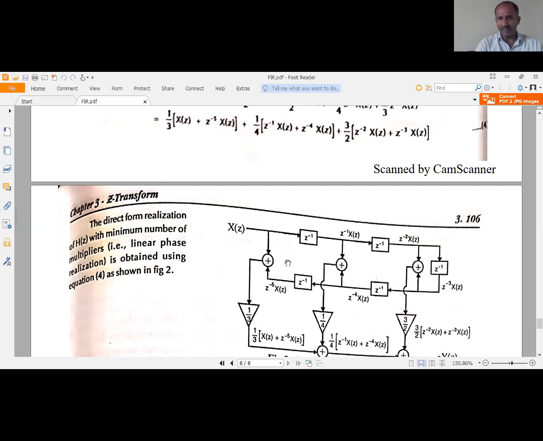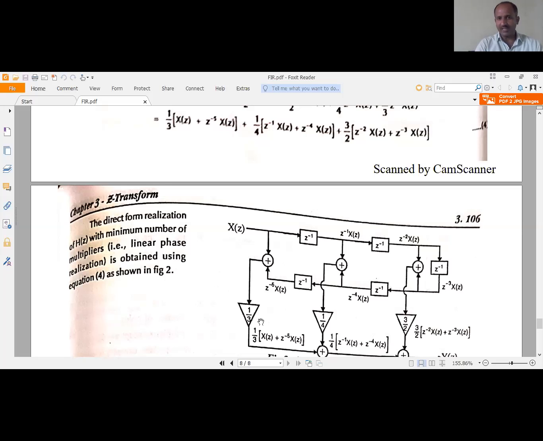Okay, and take the tapping, and the output of this delay element should be z power minus 1 into x of z, and this is z power minus 2 into x of z, and this is z power minus 3. This should be in clockwise direction. First you have to connect this in clockwise direction. Z power minus 1 into x of z, z power minus 2 into x of z, z power minus 3 into x of z, z power minus 4 into x of z, z power minus 5 into x of z. And take the tapping from this adder and from this adder and from this adder. So 1 by 3, this 1 by 3 should be, and this 1 by 4, and this 3 by 2.